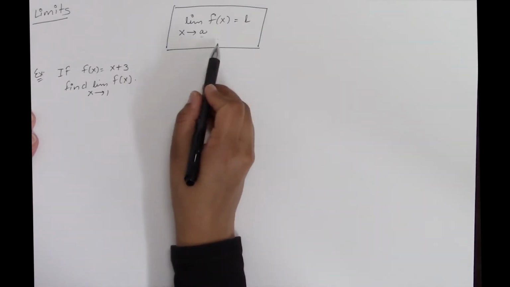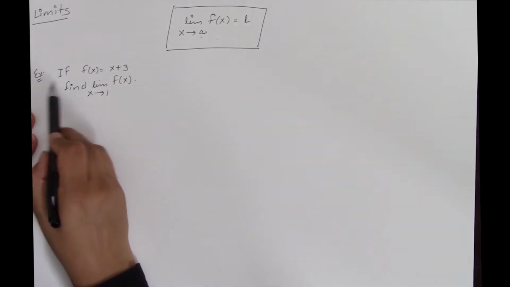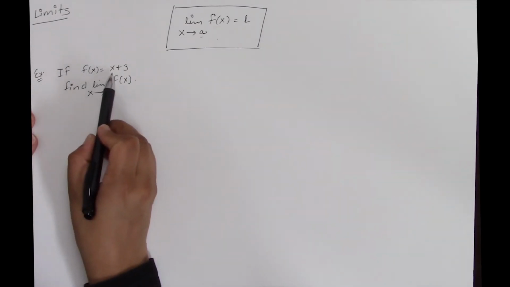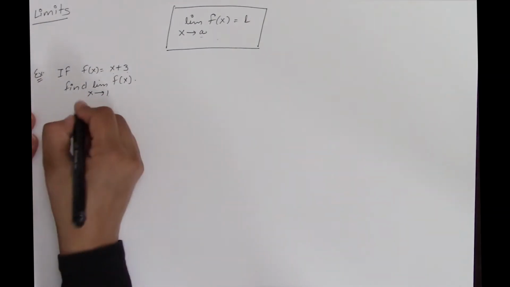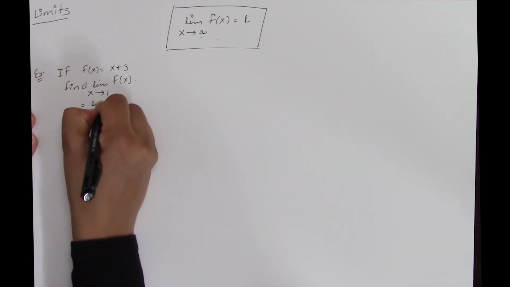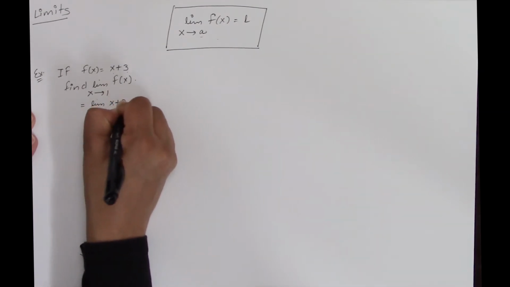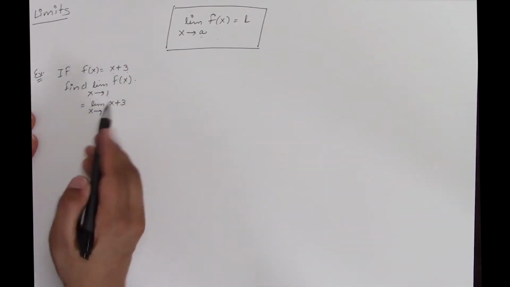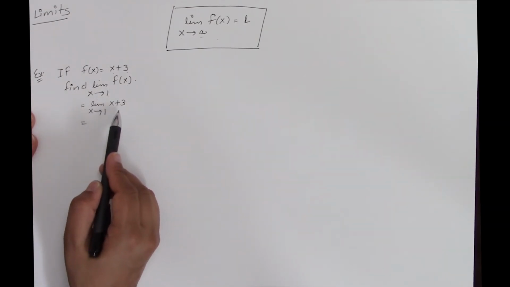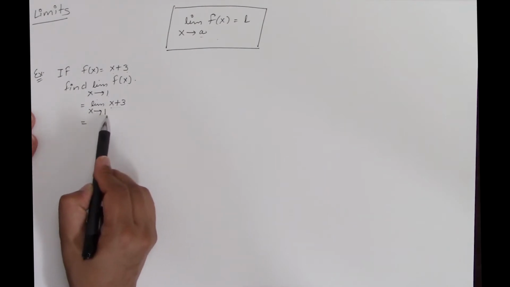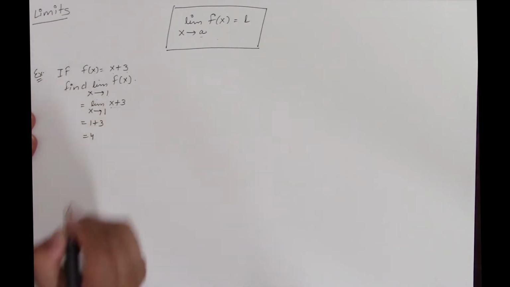In this video, I'm going to talk about the meaning of this notation of limits. To do that, I'm going to use this example which says if f of x is equal to x plus 3, find limit x approaches to 1 f of x. And this is equal to limit x approaches to 1 x plus 3 by just putting the value of f of x. To solve this limit, I'm going to use the direct substitution method as this function is defined at this point. So it is 1 plus 3, which is 4.